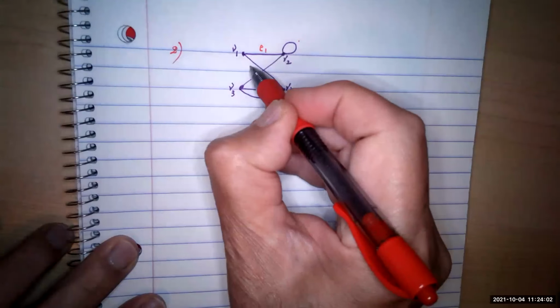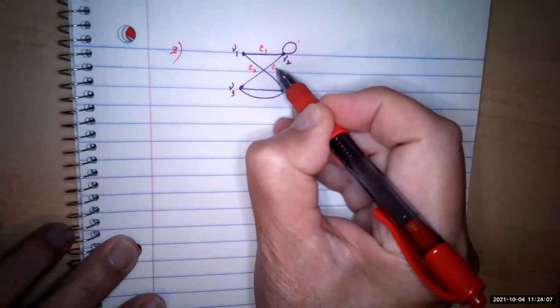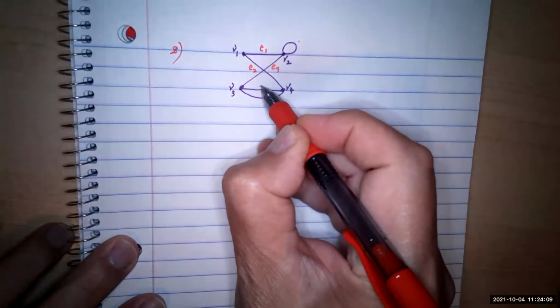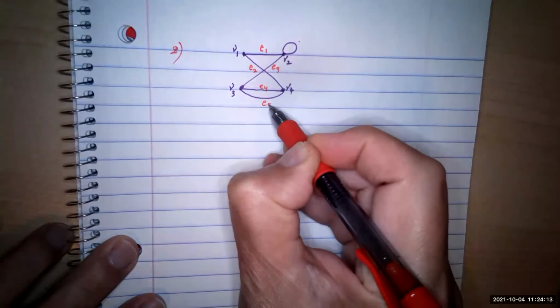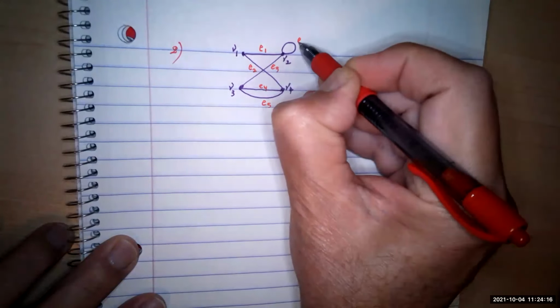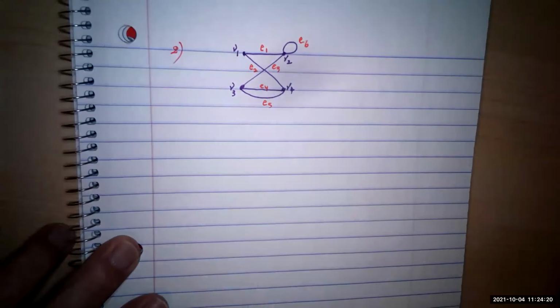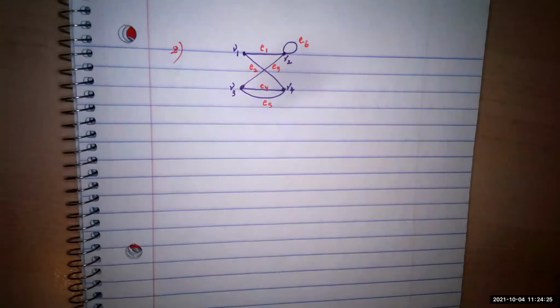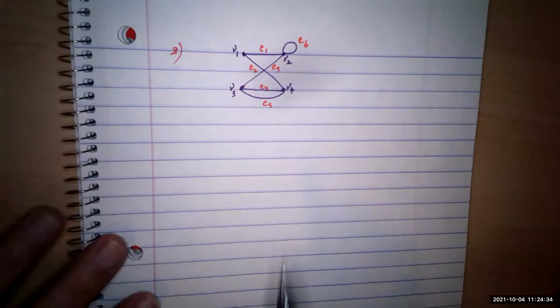So this is the way I call it. I call this one E2. Then I call this one E3. And I have E4 and E5. But I have one edge, one loop. This loop would be considered as one edge. We have the loop E6.